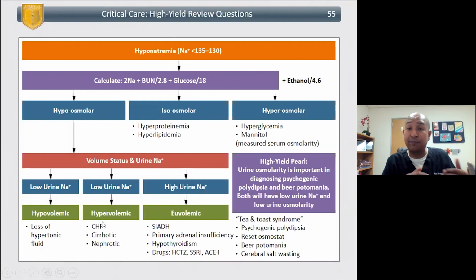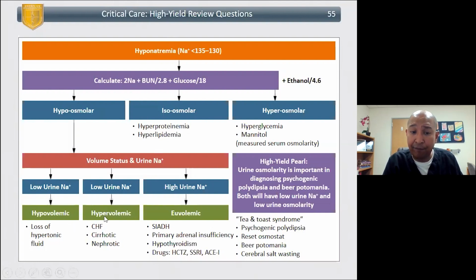So based on subjective volume status: hypovolemic, hypervolemic, and euvolemic, right? And so hypovolemic, not a good answer on the board exams, because to be hyponatremic, you really got to lose hypertonic fluid, which is not really clinically relevant. We don't really lose hypertonic fluid, but because you're going to have a loss of volume, you're going to say this patient's going to be dehydrated, well, you can imagine urine sodium is going to be low.